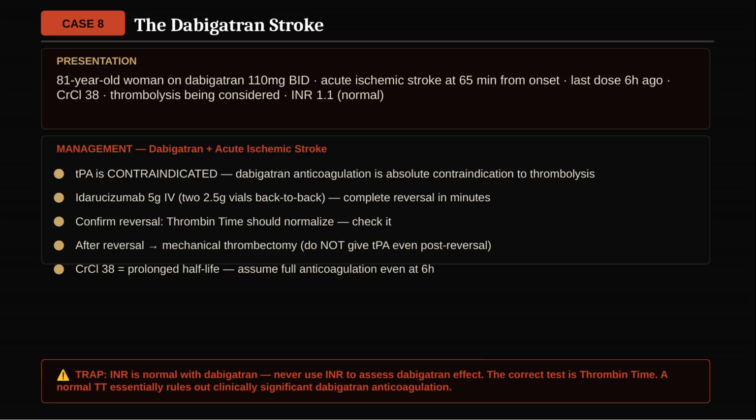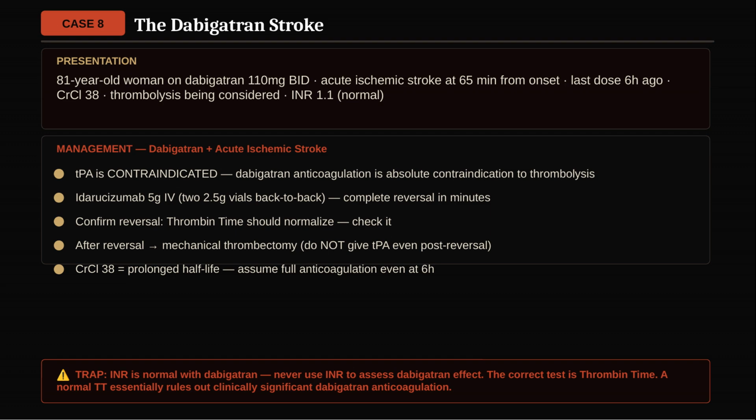An 81-year-old woman on dabigatran, 110 milligrams twice daily, presents with acute ischemic stroke at 65 minutes from onset. Thrombolysis is being considered. Last dose 6 hours ago, creatinine clearance 38. Can you give tPA? No. Dabigatran anticoagulation is a contraindication to thrombolysis.